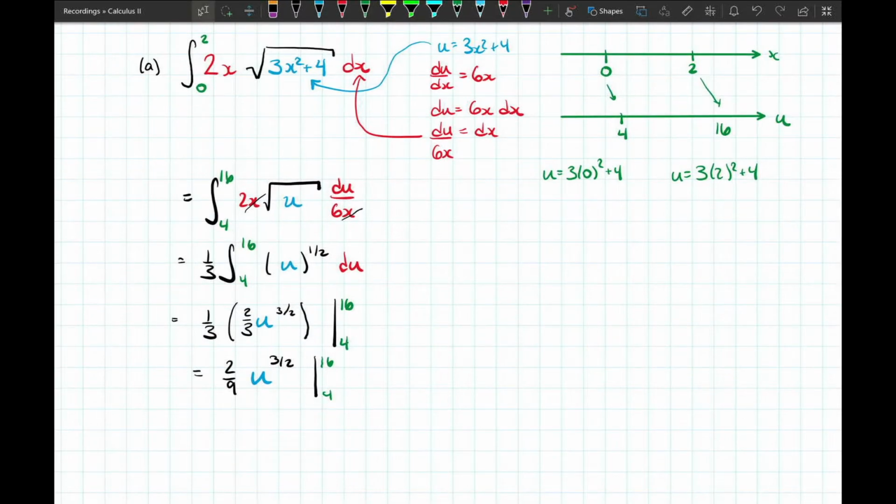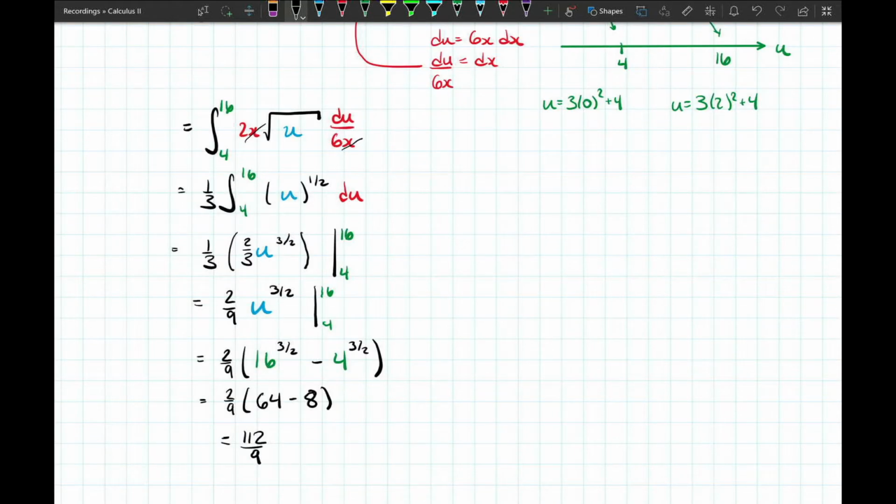We can simply plug in 16 and 4. And 16 to the 3/2 is the same thing as the square root of 16 cubed. Square rooting 16, we end up with 4, and 4 cubed is then going to end up being 64. And 4 to the 3/2 is the square root of 4 cubed, which is 8. And that leaves us with 112 over 9.